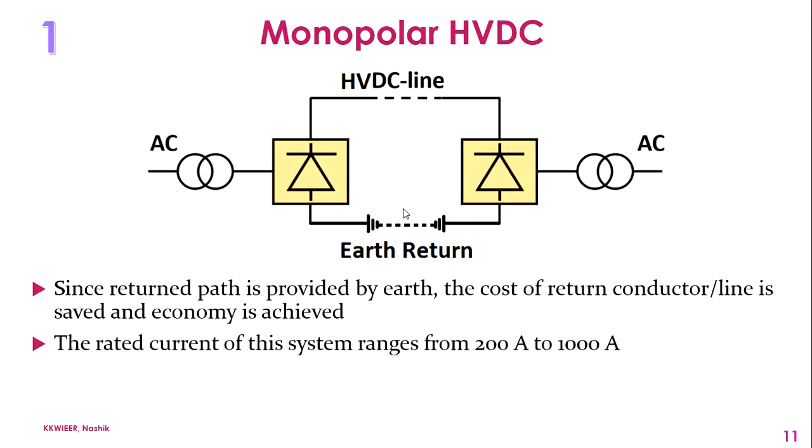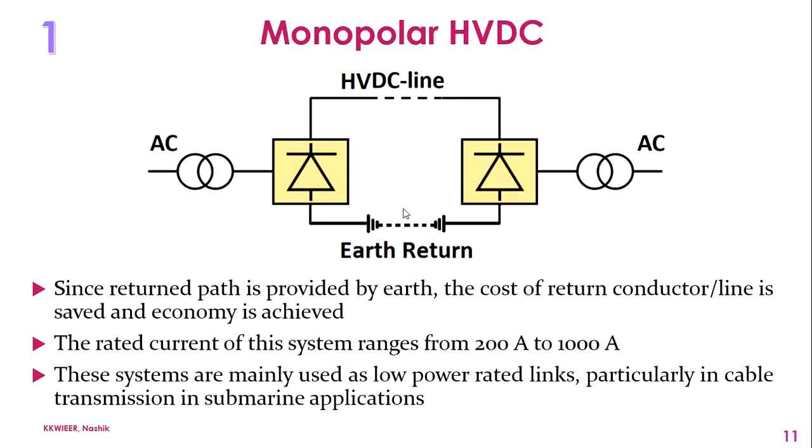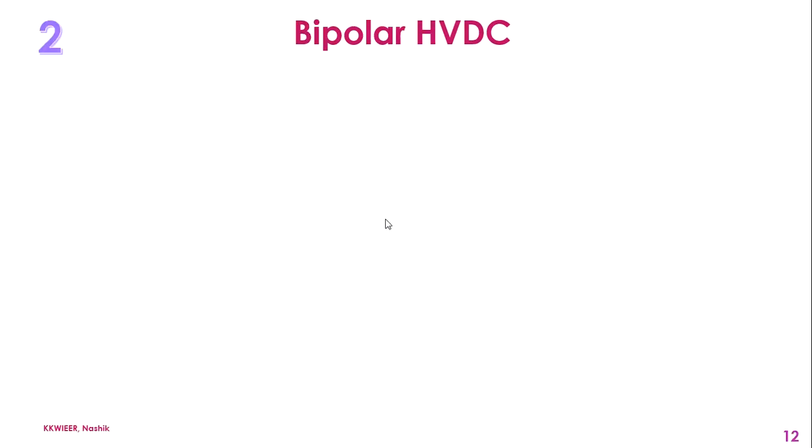The rated current of this system ranges from 200 ampere to 1000 ampere. These systems are mainly used as low power rated links, particularly in cable transmission, in submarine applications, etc. So this is all about the monopolar HVDC.